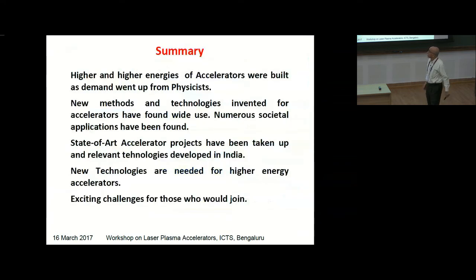So, in summary, he said that higher and higher energies have been delivered by accelerators as the demand came from physicists for going to higher and higher energies, probing smaller and smaller length scales. New methods and technologies have been found and taken up for developing these accelerators all over the world, and these technologies have found immediate practical usage.